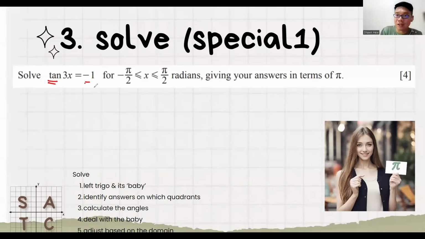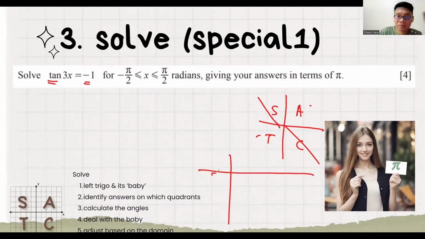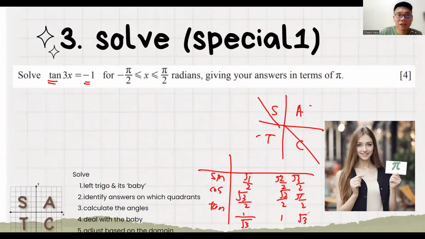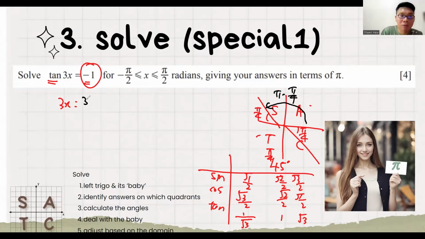Next question, tangent is negative. Tangent is positive here and here. Tangent negative is here and here. When we divide, it is 1. So we can confirm it's 45 degrees, pi over 4. My first angle is pi minus pi over 4, so it's 3 pi over 4. My second answer is 2 pi minus pi over 4, 7 pi over 4.